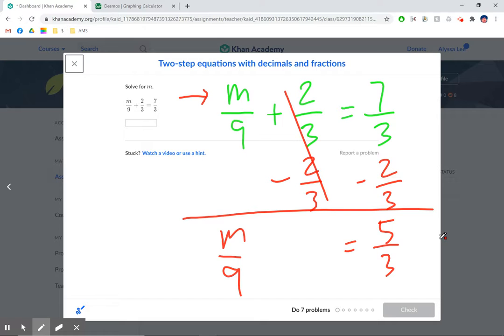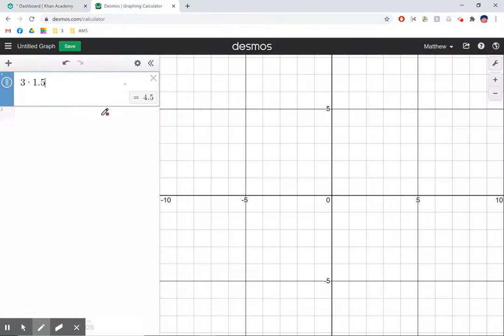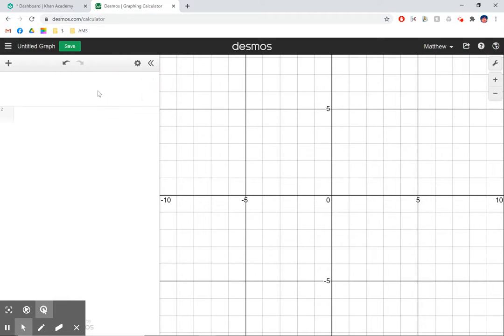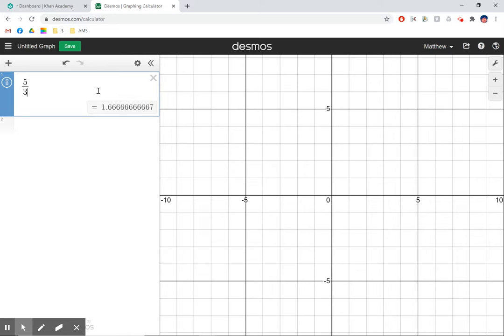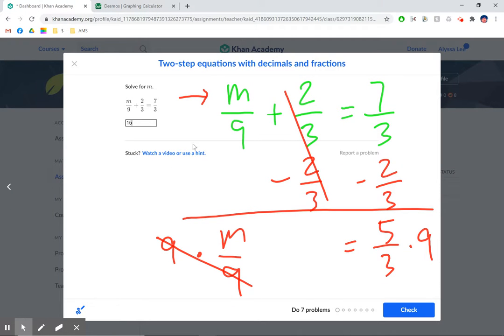Last step. I have some number divided by 9. I can reverse that by multiplying by 9. So this one I will use my calculator. 5/3 times 9. 5/3 multiplied by 9, you get 15. So our answer should be 15.